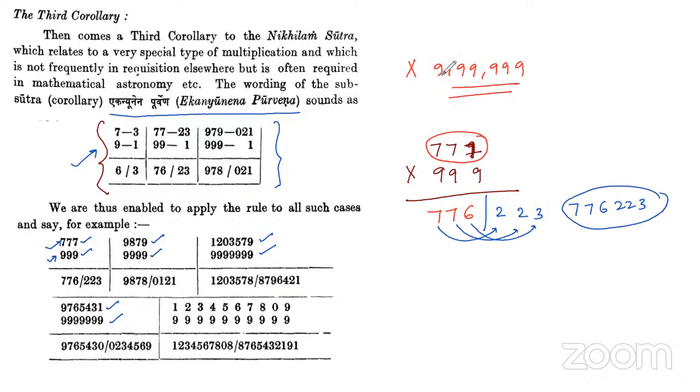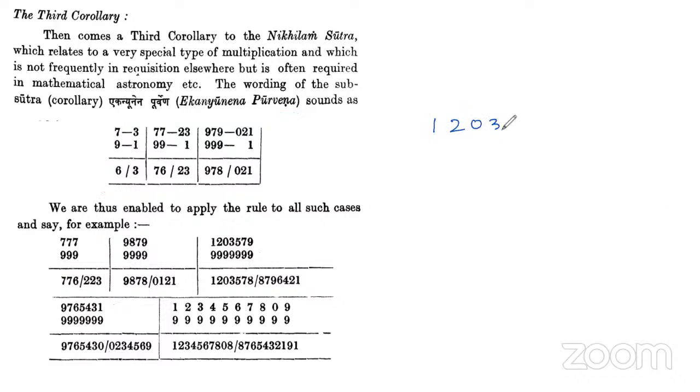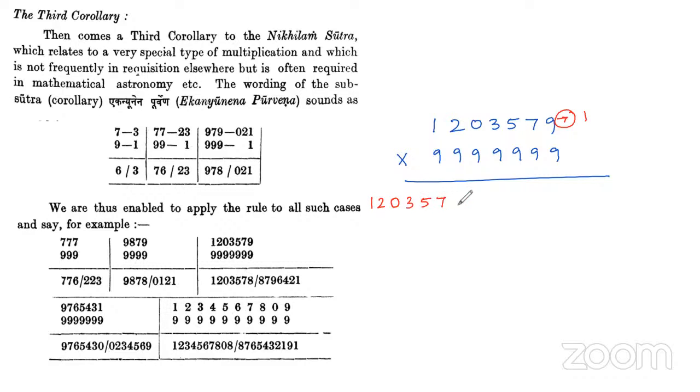Let me take one more example. 103,579 into a number with the same number of 9s. Then only we can write like this. First, whatever number it is, just subtract 1 from that number. So how much are we getting? 1, 2, 0, 3, 5, 7, 8. After that, you can just write the complements of each and every digit. Here we are not using all from 9, but last from 10. You can use all from 9, last from 10 in a different way. I will show you that.